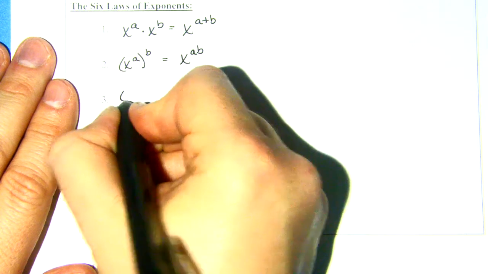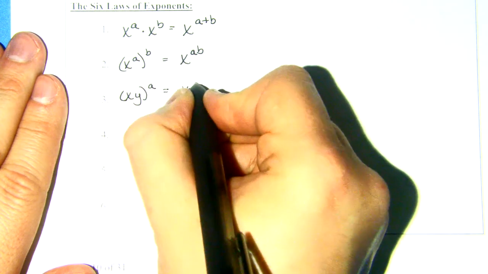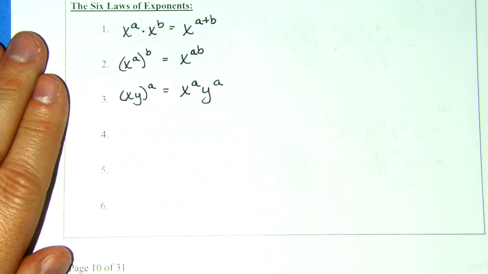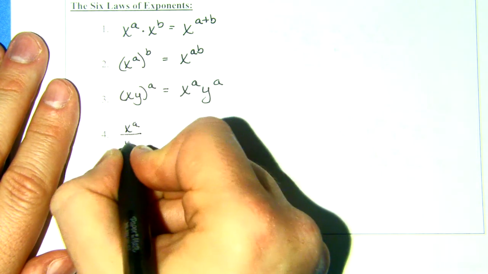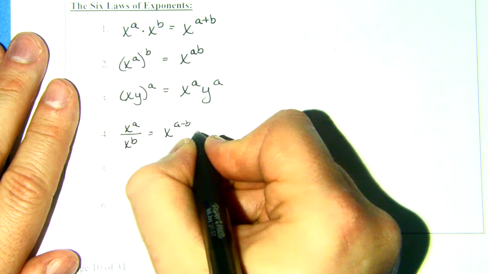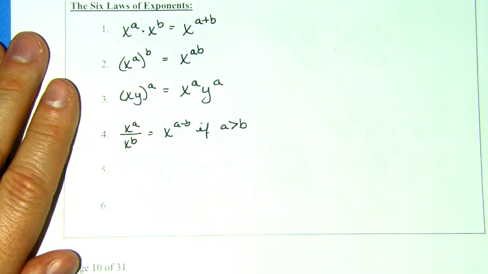Number 3, xy to the a. If there's a multiplication problem inside our parentheses, we can distribute the exponents. X to the a, y to the a. Number 4 came in 2 parts. X to the a over x to the b equals x to the, well, I can say a minus b if the numerator is bigger. If the power in the numerator is bigger, rather.